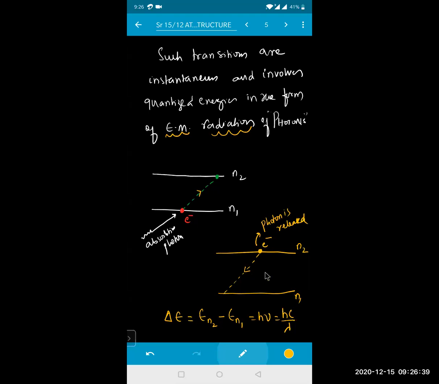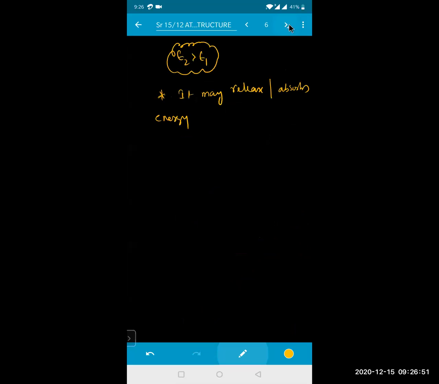During this absorption and release, energy is liberated. The radiation that comes out when an electron goes from higher energy to lower energy is in the form of what? Electromagnetic radiation. Is it clear for everyone? So these are the three postulates you need to remember for your competitive examination. And E2 is always greater than E1. That means it may release or absorb energy depending upon the requirement.